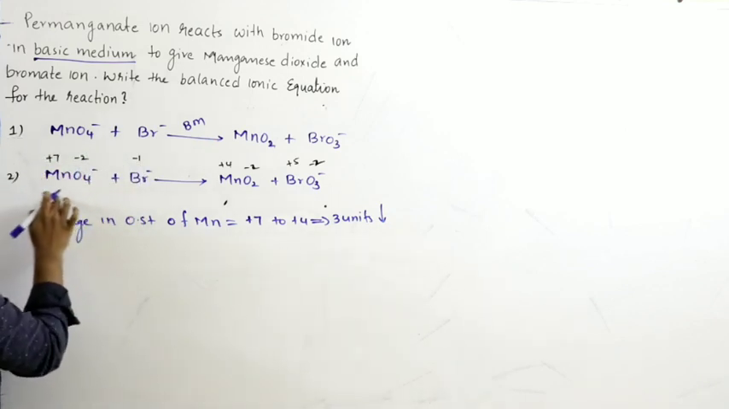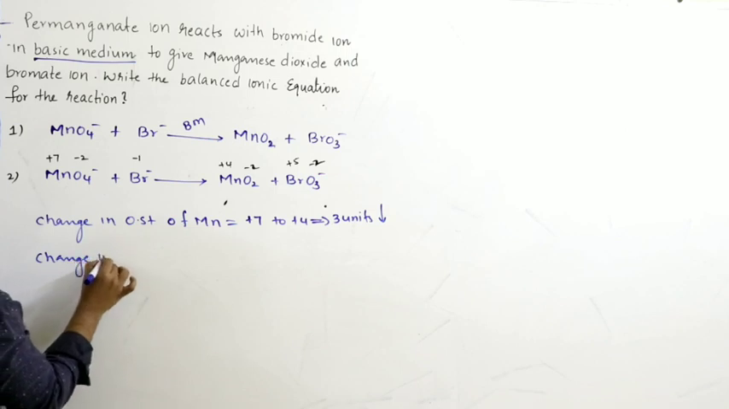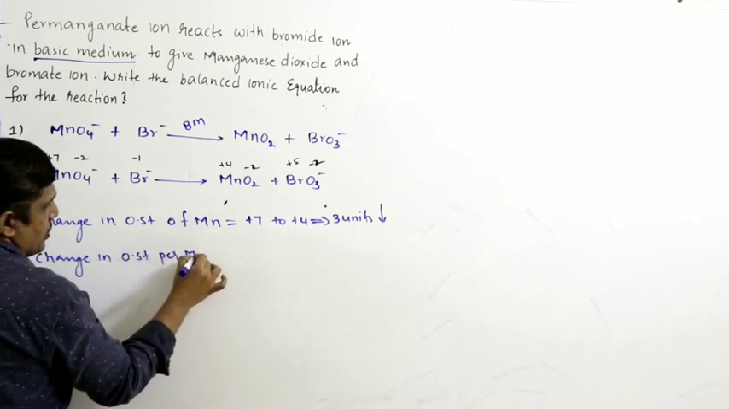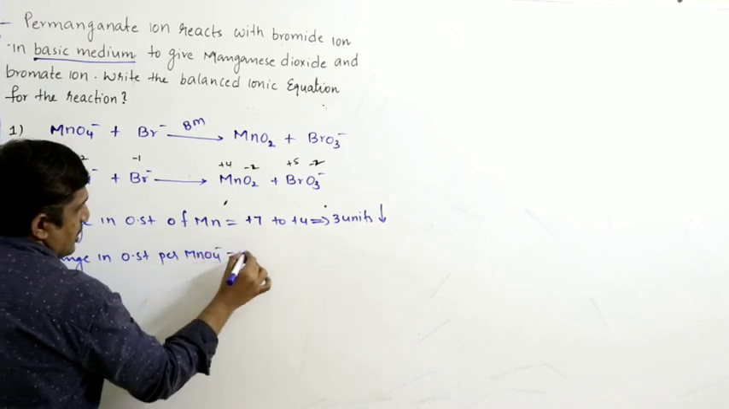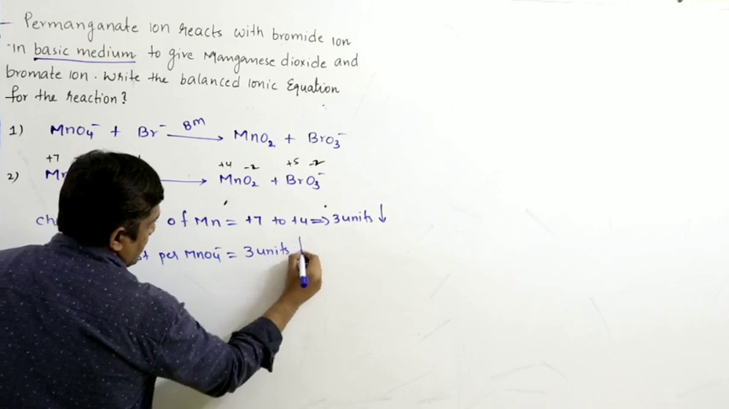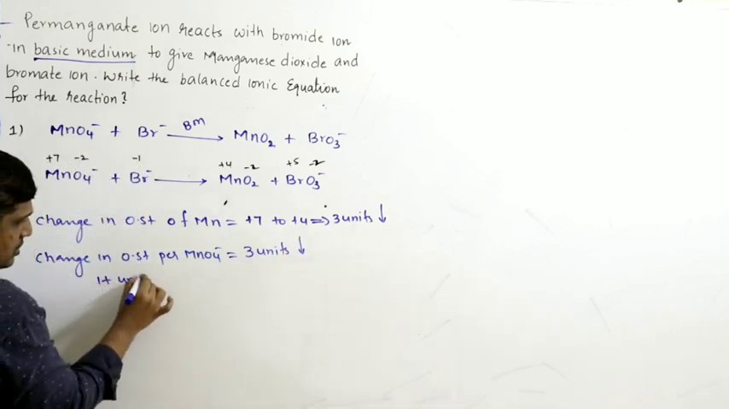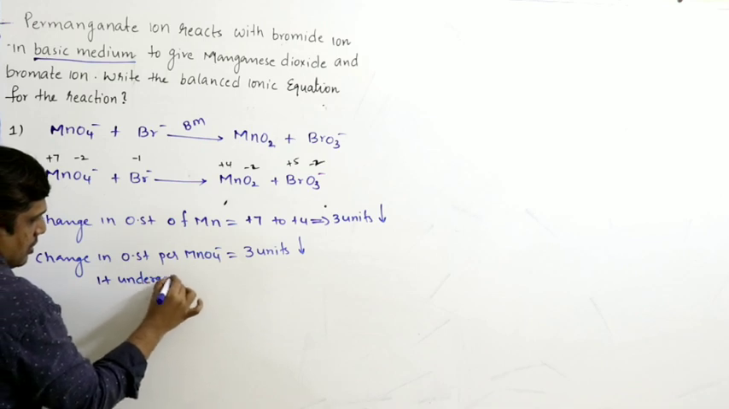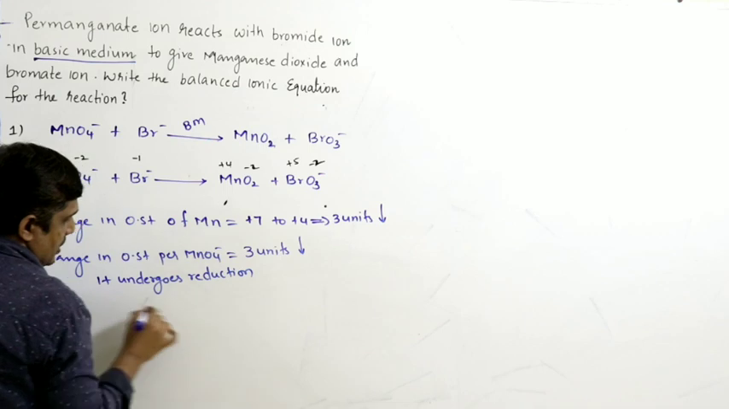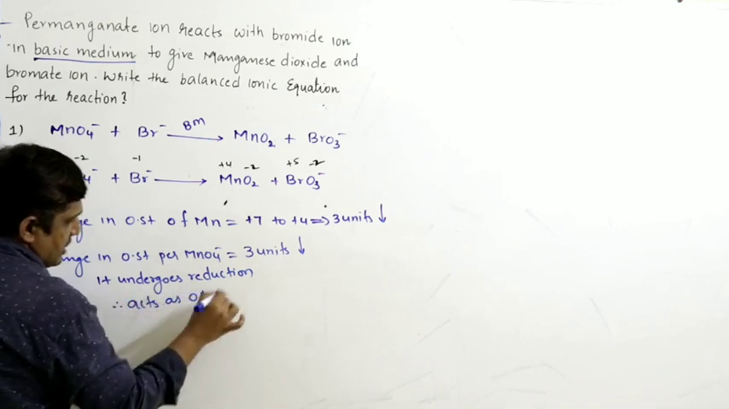So, one permanganate contains one manganese. So, the change in oxidation state per permanganate ion is 3 units decrease. That means it undergoes reduction, therefore it acts as an oxidizing agent.